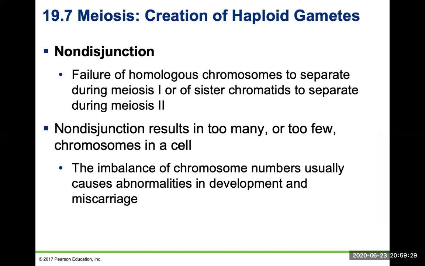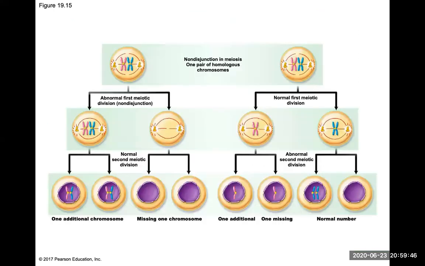Non-disjunction is the failure of homologous chromosomes to separate completely, and non-disjunction could result in too many or too few chromosomes in a cell. And this could cause some sort of abnormalities in development and miscarriage. And this is just an example of non-disjunction, showing you missing 1 chromosome, or having 1 additional or 1 missing, and it would usually result in the spontaneous non-functioning of the cell.